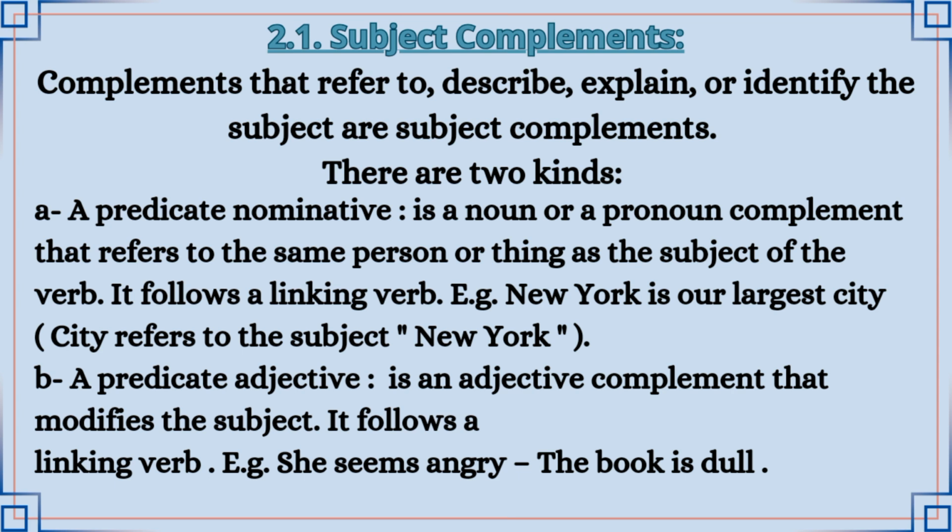Predicate adjective is an adjective complement that modifies the subject and it follows a linking verb. في زوج يتبعوا linking verb تجور يجوا مورا linking verb. For example, she seems angry. The book is dull. Predicate adjective يوصف subject. She is the subject. Seems is the verb, linking verb. Angry is the predicate adjective. Toujours يوصف subject على خلاف predicate nominative اللي يرجع ليه.